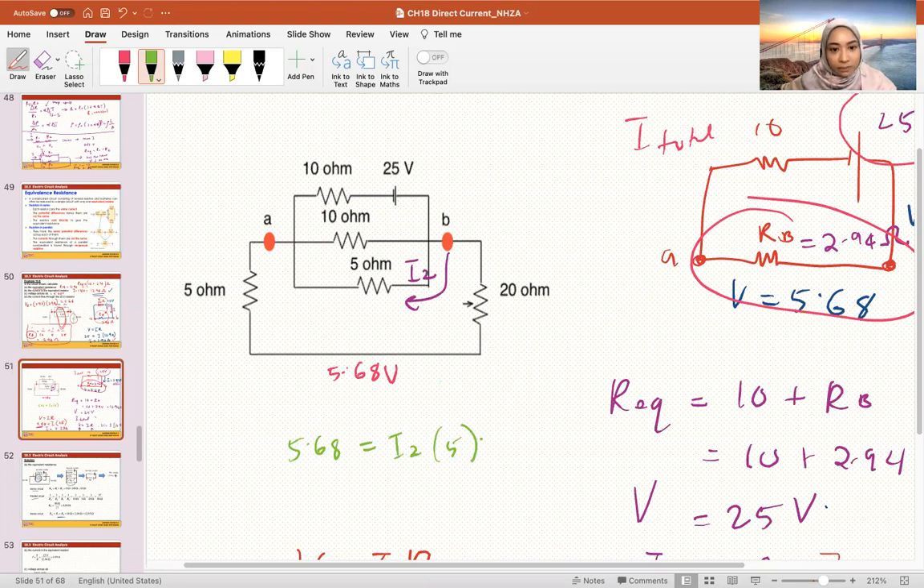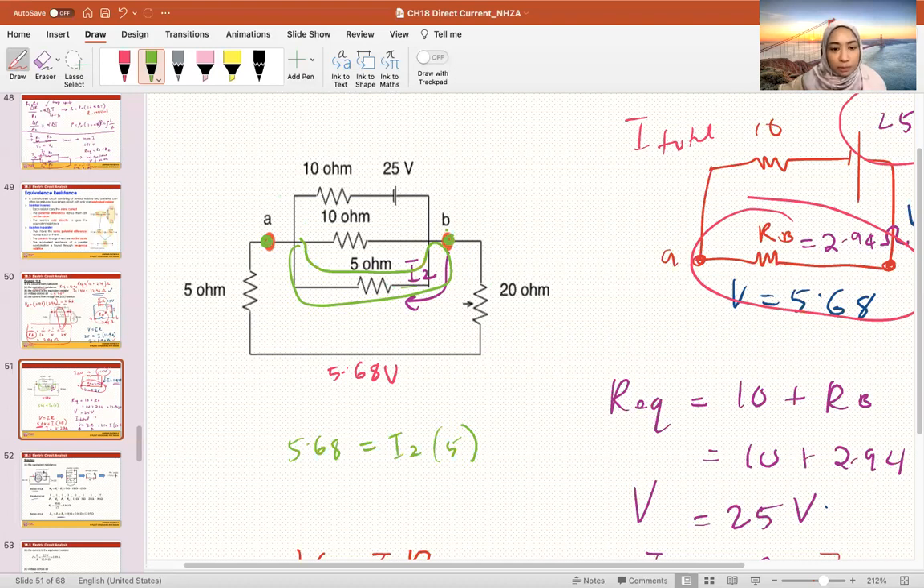Okay, jawapannya betul. It is correct. Why? Because we want to find the I flowing through this whole line. This whole line only has a single resistor, which is 5. And the voltage is the same voltage between A and B because it's parallel to A and B. So the voltage is 5.68. So betul. Okay, good job.